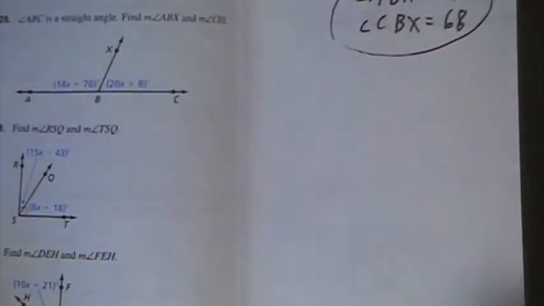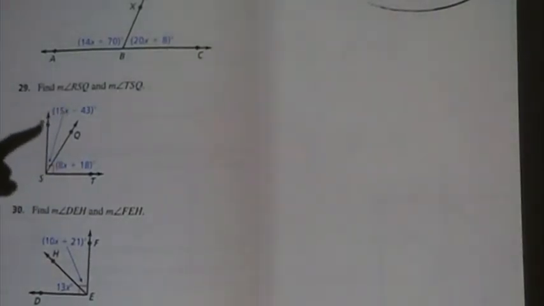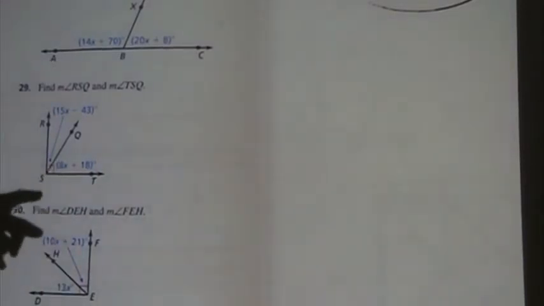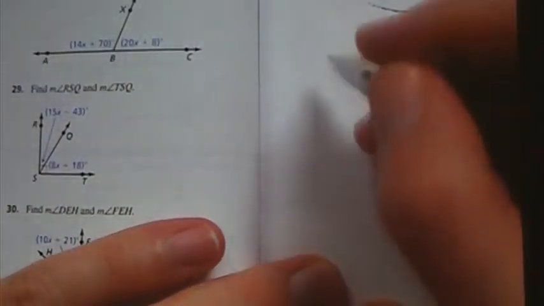Next problem we're going to look at is 29, just right underneath this guy. It says find angle RSQ and angle TSQ. So we're looking for those two angles. Well, what do we know about these guys? They don't make a straight angle. The problem doesn't tell us anything. But wait! Boom. There's a 90 degree angle in that corner. So these guys add together to get 90.